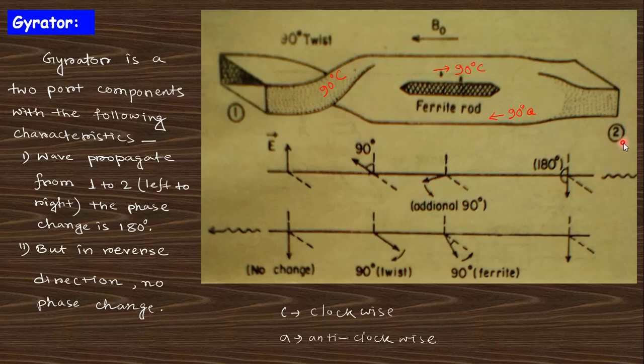But when the microwave goes from port 2 to port 1, there is a 90-degree anti-clockwise rotation and a 90-degree clockwise rotation. So in total, there is a 0-degree rotation from port 2 to port 1. So the gyrator is a special type of non-linear component, which has the property that when the microwave goes from 1 to 2, there is a 180-degree phase change, but from 2 to 1, there is 0-degree phase change. This is the special property of the gyrator.